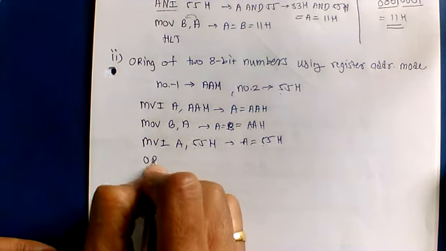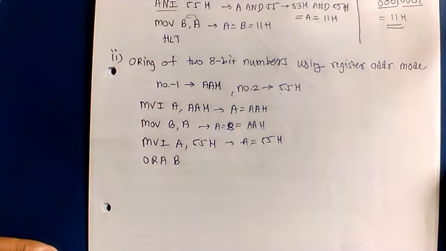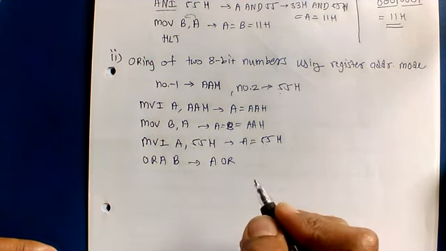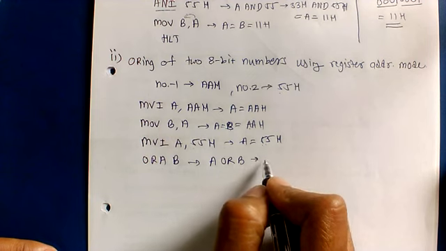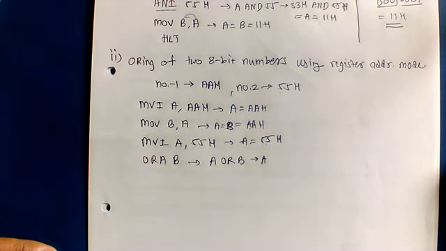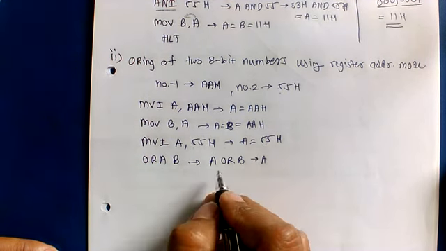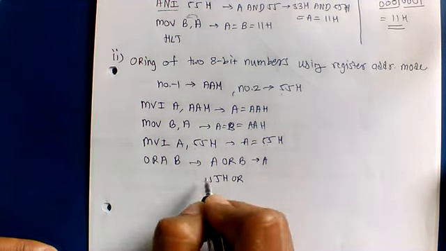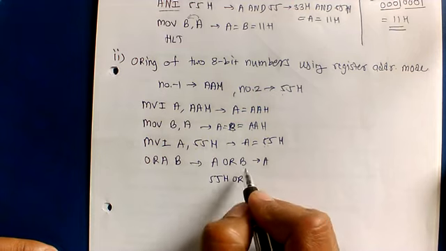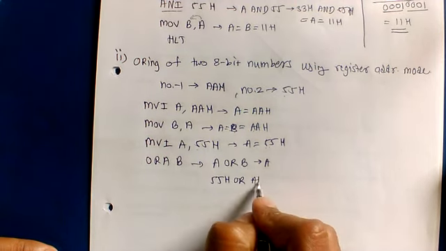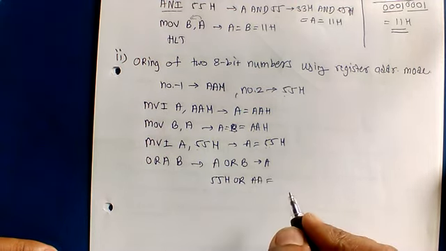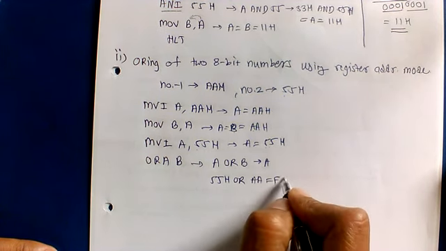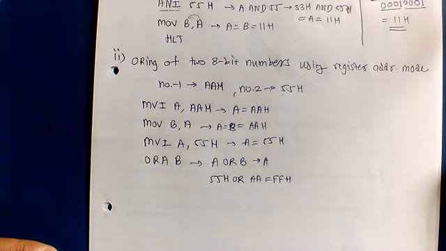So the next instruction is ORA B. Its operation is accumulator content gets ORed with B register, result in accumulator. So in accumulator we have 55 hex ORed with B register content, that is AA hex, and the result you will get is FF hex.